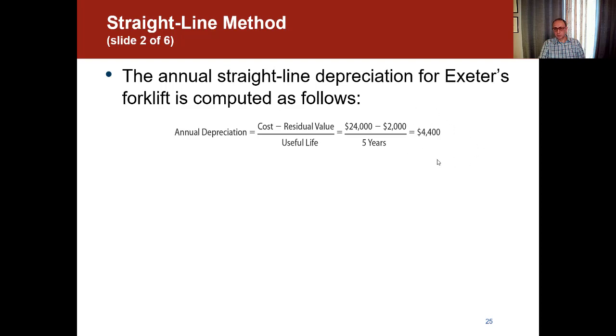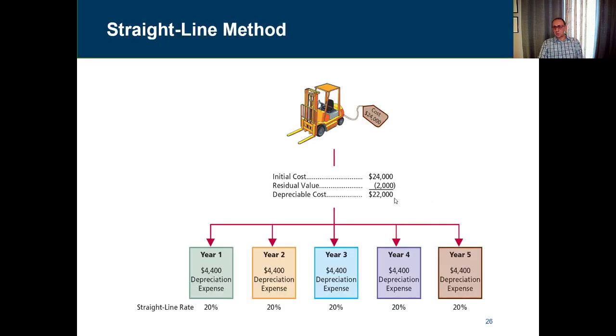So in our case here, we had $24,000, which was the initial cost of this equipment. Then we subtracted $2,000 for the residual value, and the expected useful life was 5 years, so that gave us $22,000 divided by 5 years, and it's $4,400. So as you can see here, we got the allocation of the $22,000, which is the depreciable cost, over the 5 years, and it's $4,400 every year. Year 1, year 2, year 3, 4, and 5, they're all the same.